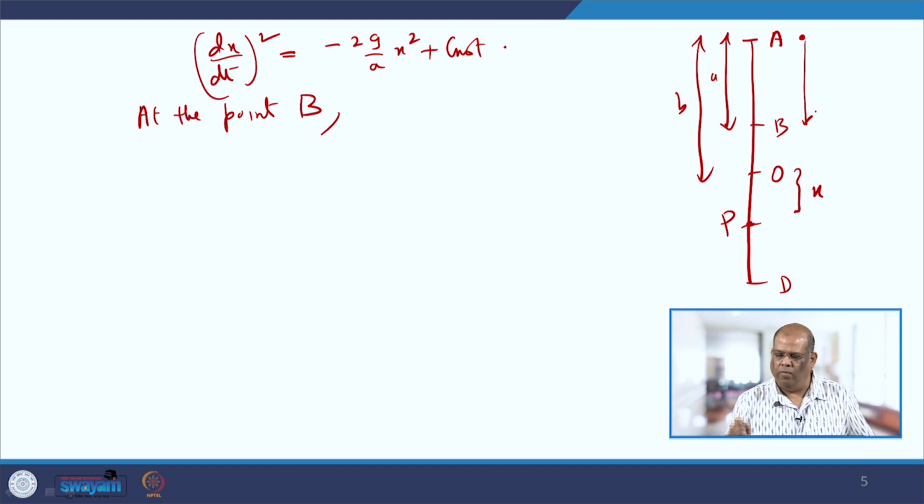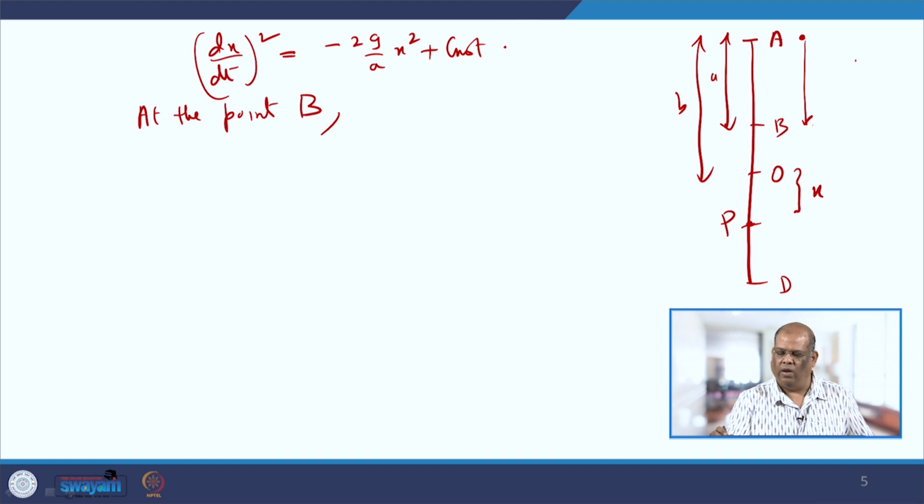Since from A to B, the natural length is also A, that elastic property is not acting when the mass falls from A to B. Only after it reaches the point A, then that elasticity of the string will start working. So, from A to B it is a free fall.